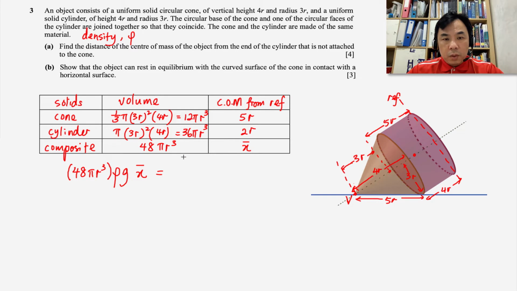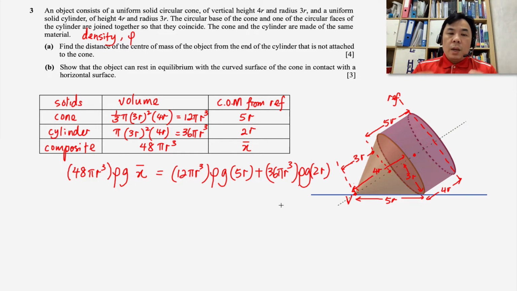And then it is the same as the sum of each of the individual solids that build these composite solids. That would give us 12 pi r cubed. That's the volume, multiplied with the same density because they are made out of the same material, with the g to produce the weight, and then the center of mass of this cone with respect to the reference line is 5r. Then we proceed with the same procedure for the cylinder. We have 36 pi r cubed, multiplied by the density, gravity, and 2r here. And then there you have it. That is the principle of moment that we're going to solve shortly.